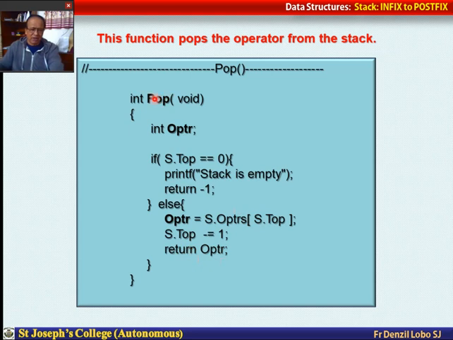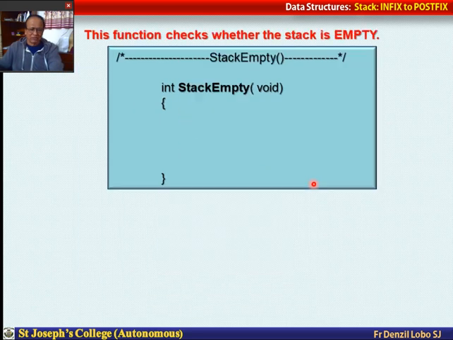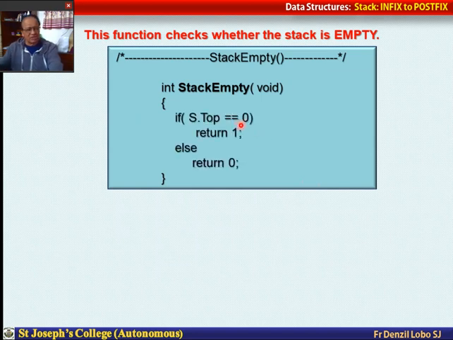So as you see, pop returns the operator, maybe plus or minus or multiply or power or any one of these. These are two important functions related to our stack. Then there is one more function, stack empty. We know that if the top is equal to 0, because this is how we are initializing the stack, we return 1. That means the stack is empty. Otherwise, return 0. It is not empty.